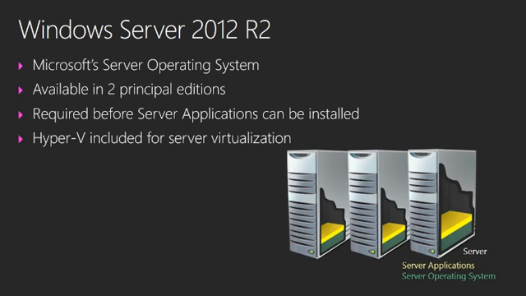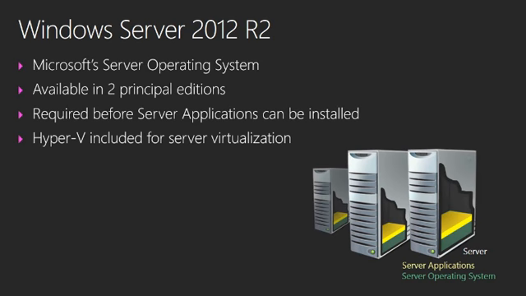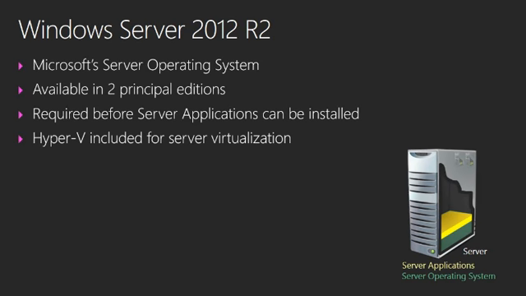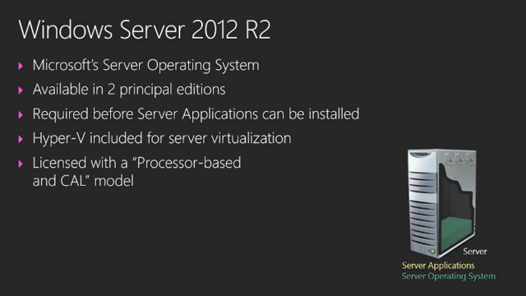And that's where server virtualization comes in. Instead of those second and third physical servers, we can use Hyper-V to create virtual servers, which means that these server applications think they're running on separate servers, but actually they're running in a virtual environment on this one physical host. I've tried to depict that here with these little miniature servers representing the virtual servers. In fact, it would be more usual that the physical server wasn't running any applications itself, but just acting as a host to those virtual servers. And then finally on this slide, Windows Server 2012 R2 is licensed with a processor-based and CAL model. So let's have a look at that now.